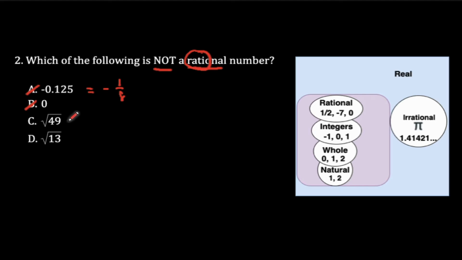Let's simplify the square root of 49. So remember, you're just multiplying some number by itself to equal 49, which is equal to 7. 7 can be written as a ratio, specifically 7 over 1. So that's incorrect. And then finally, we have the square root of 13. And the square root of 13 cannot be written as a ratio or a fraction. So this is the correct answer choice. So let's move on to question number 3 here.